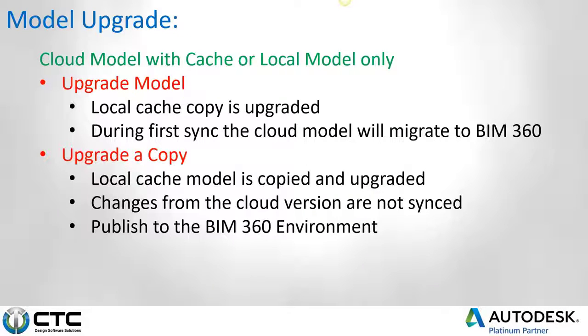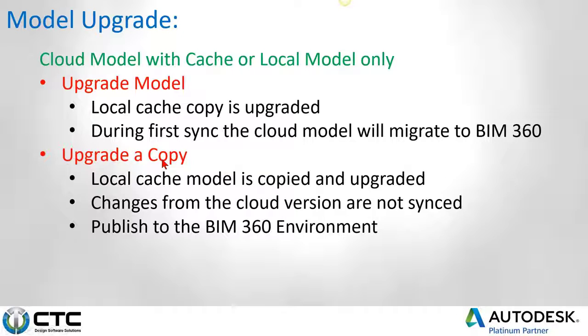When you're upgrading a model, you have three types of models that you can upgrade. A cloud model with cache, just a local model only, or just a cloud model. So with the cloud model with cache or a local model only, you have two options. Upgrade the model. The local cache copy is upgraded. And when you sync your model for the first time, that cloud model will be migrated to BIM 360. This is going to be the big thing, is BIM 360.